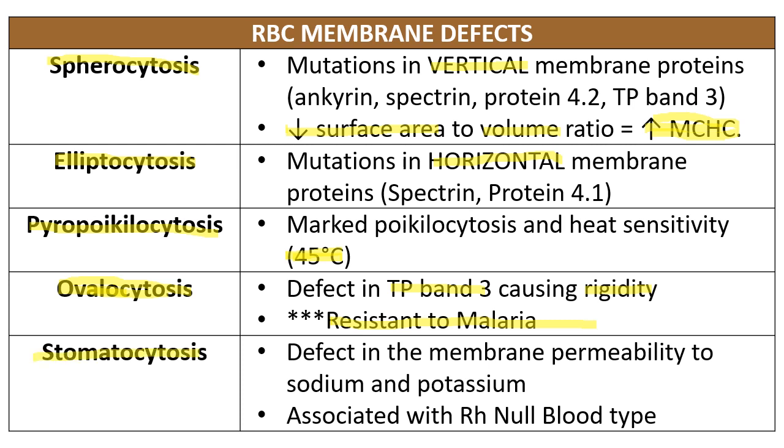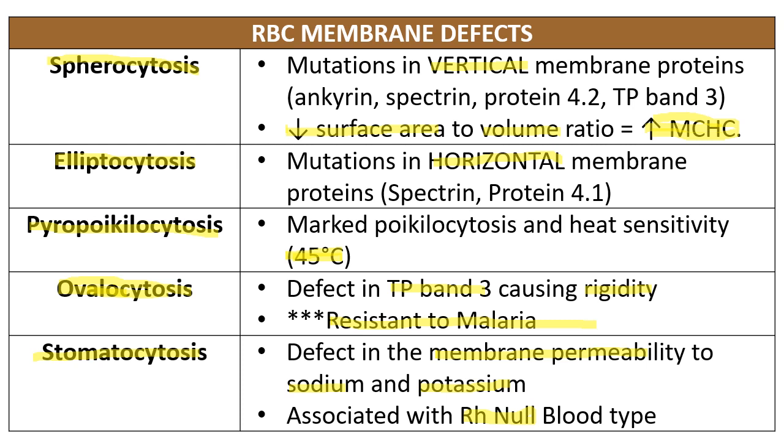stomatocytosis. Ang layman's term dito is lip-like RBCs, no? Mukha silang mga lips under microscope. So, anong meron dito sa stomatocytosis? It has a defect of membrane permeability to both electrolytes such as sodium and potassium. It is also associated with Rh null. Ano bang ibig sabihin ng Rh null? The absence of Rh antigen in the RBC membrane.